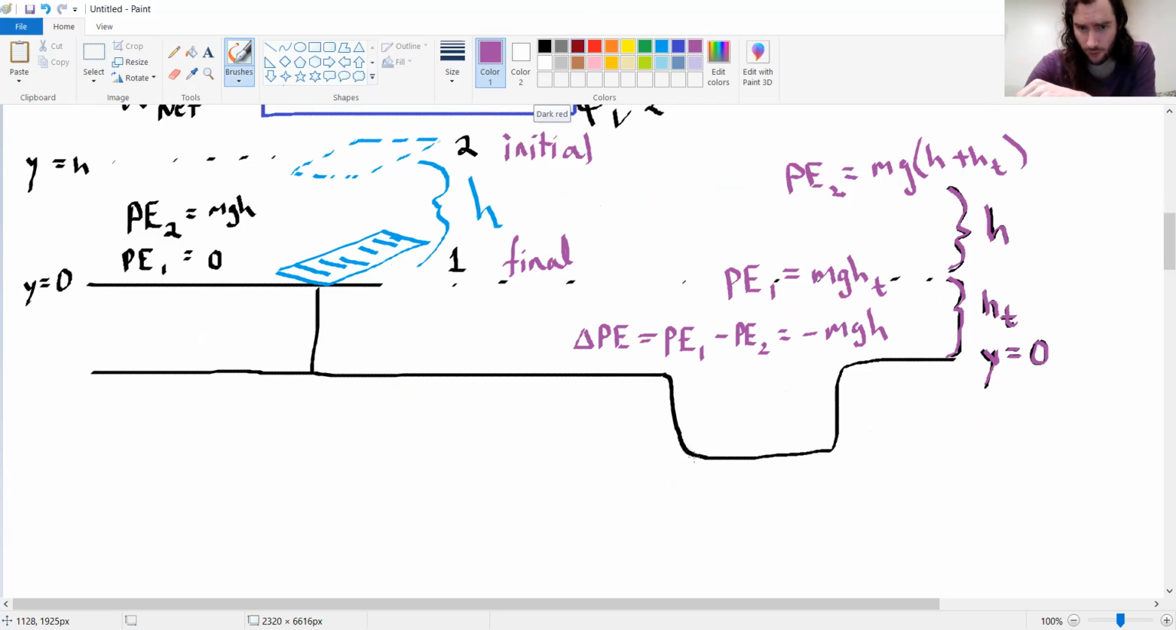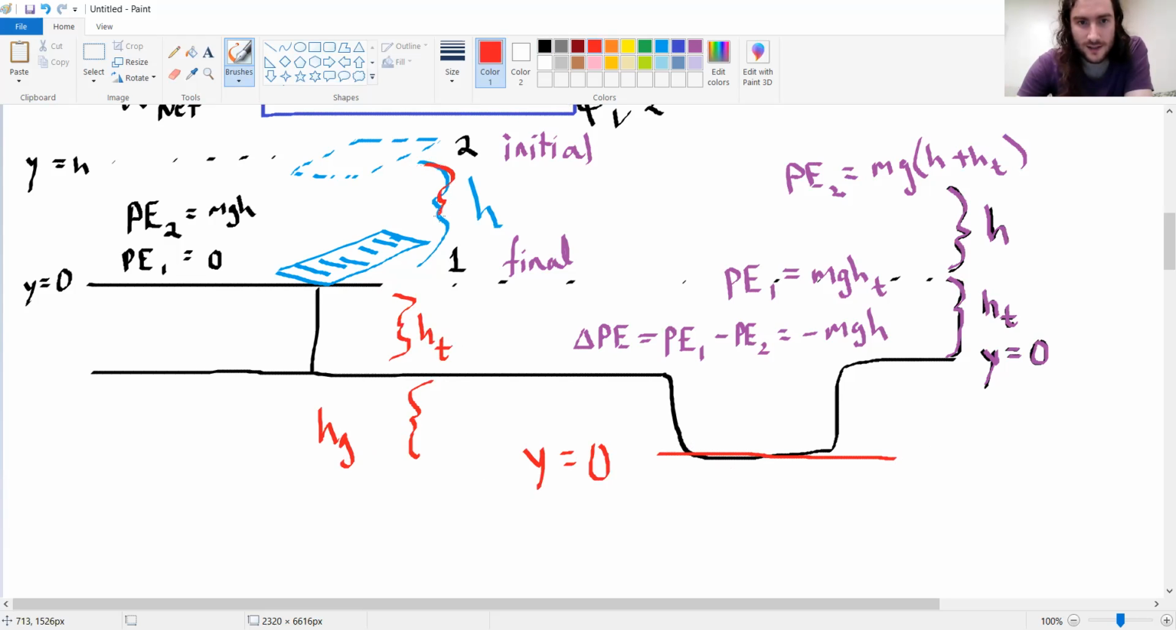Then here's a hole here, right? What do you guys think is going to happen if the red person comes along and says, no, y equals 0 is here. And this is the height to get up to the ground. And then this is again the height of the table. And then again, this is the height above the table.